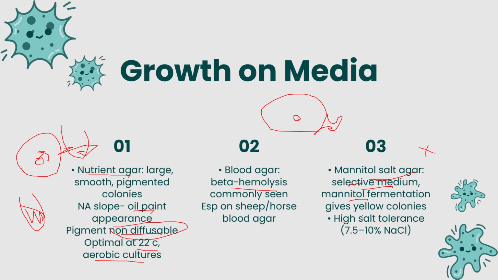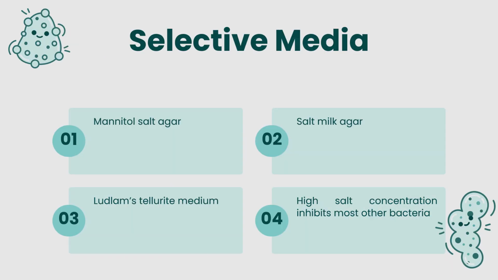High salt tolerance. Since Staphylococcus has high salt tolerance, it can grow under a high salt concentration of 7.5 to 10% NaCl. So these are a few selective media you can remember: mannitol salt agar, salt milk agar, Lowenstein's tellurite media. And high salt concentration inhibits most other bacteria but not Staphylococcus, so you will select Staphylococcus.